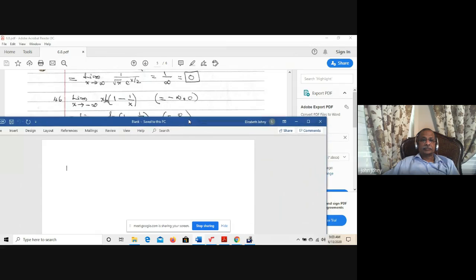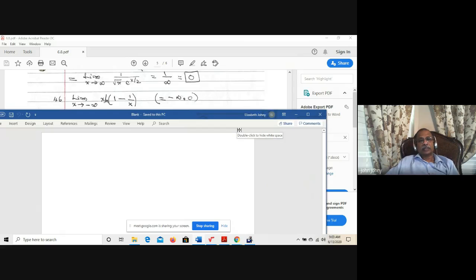46. Limit of x times natural log of 1 minus 1 over x, as x approaches negative infinity. So 1 over negative infinity is 0. So it becomes negative infinity times natural log of 1, which is 0. So negative infinity times 0, you have to rewrite it.